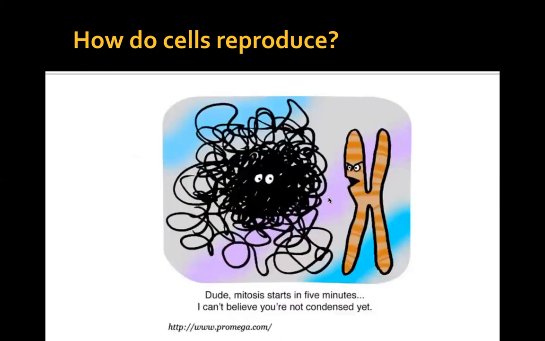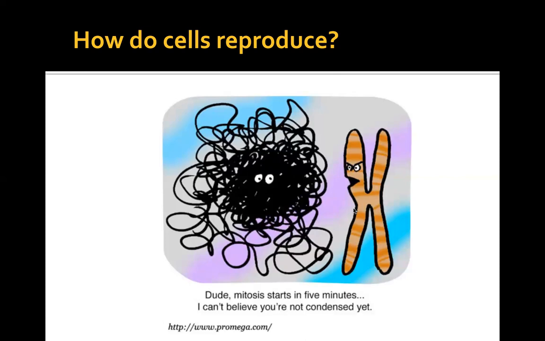So I have a funny cartoon here that has a little biology humor for you. On the left, this big black squiggle is a bunch of DNA in its chromatin form. It's unorganized. It's not wrapped around histones. On the right, we have DNA in its organized chromosome form, that orange X. And he's saying, dude, mitosis starts in 5 minutes.